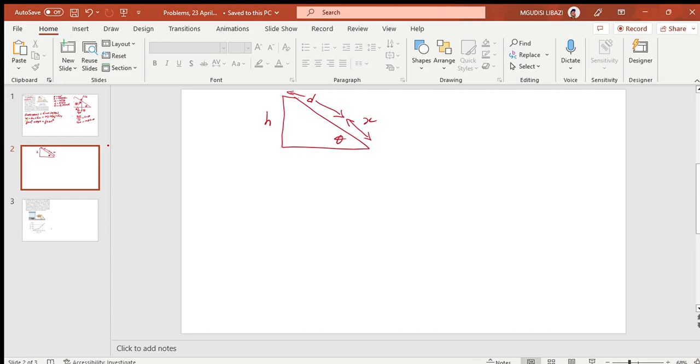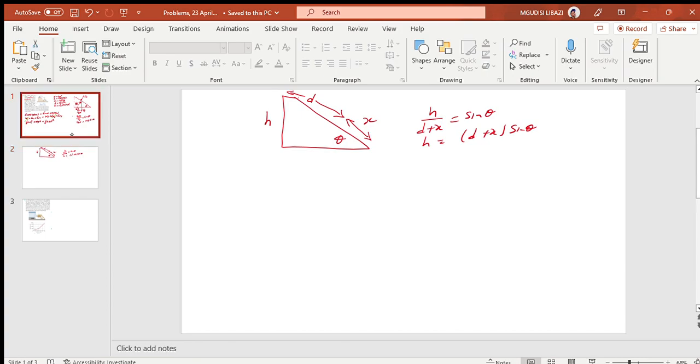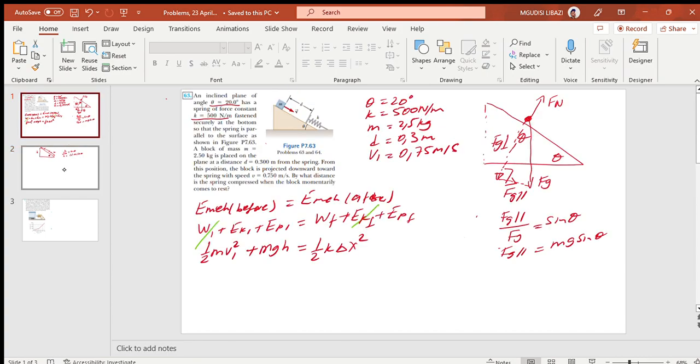So now we can see that to find our h, we have h, which is opposite, divided by the hypotenuse, which is d plus x. That's going to be equal to the sine of theta, and then our h should be d plus x multiplied by sine of theta. After that, from our energy equations, again we can substitute the value of h.